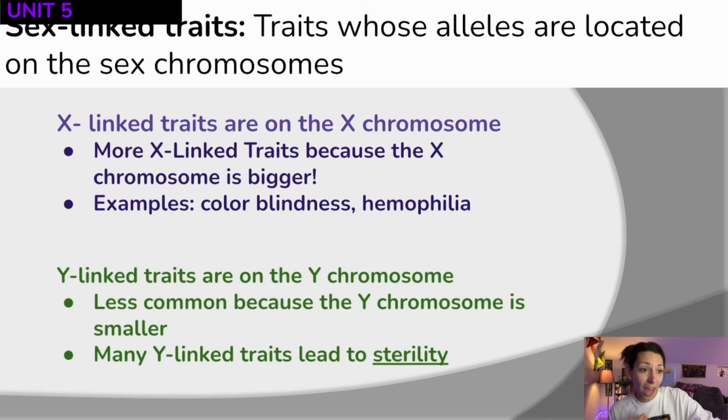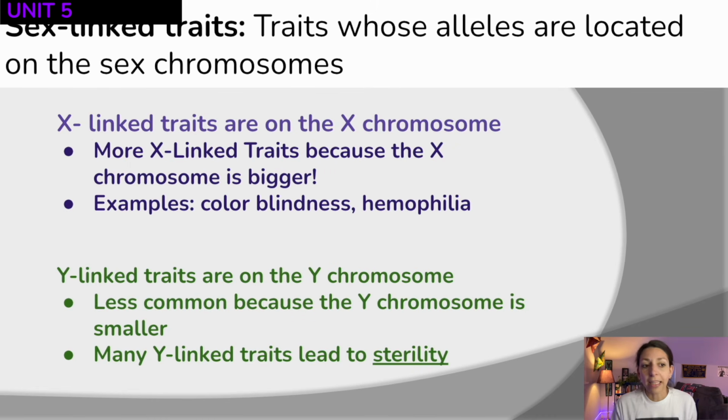But let's move ahead now to talk about sex-linked traits, which is another different type of inheritance that we see in humans. So these are traits that have alleles that are located on sex chromosomes. So in a human karyotype, there are 23 pairs, so 46 total chromosomes, and 2 of those are sex chromosomes. In biologic females, it's an X and an X. In biological males, it's an X and a Y.